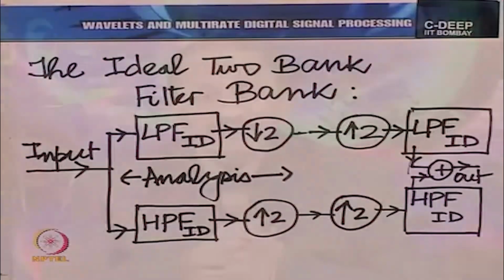Notice in the ideal 2-band filter bank, the analysis filters and synthesis filters are identical. There is no difference. In fact, on one of the branches, both of them are ideal low pass filters with a cutoff of pi by 2. On the second branch, both of them are ideal high pass filters, discrete time filters with a cutoff pi by 2 once again. So, you see complementarity there in some sense, and in fact, if you look at it, these are obviously magnitude and power complementary.